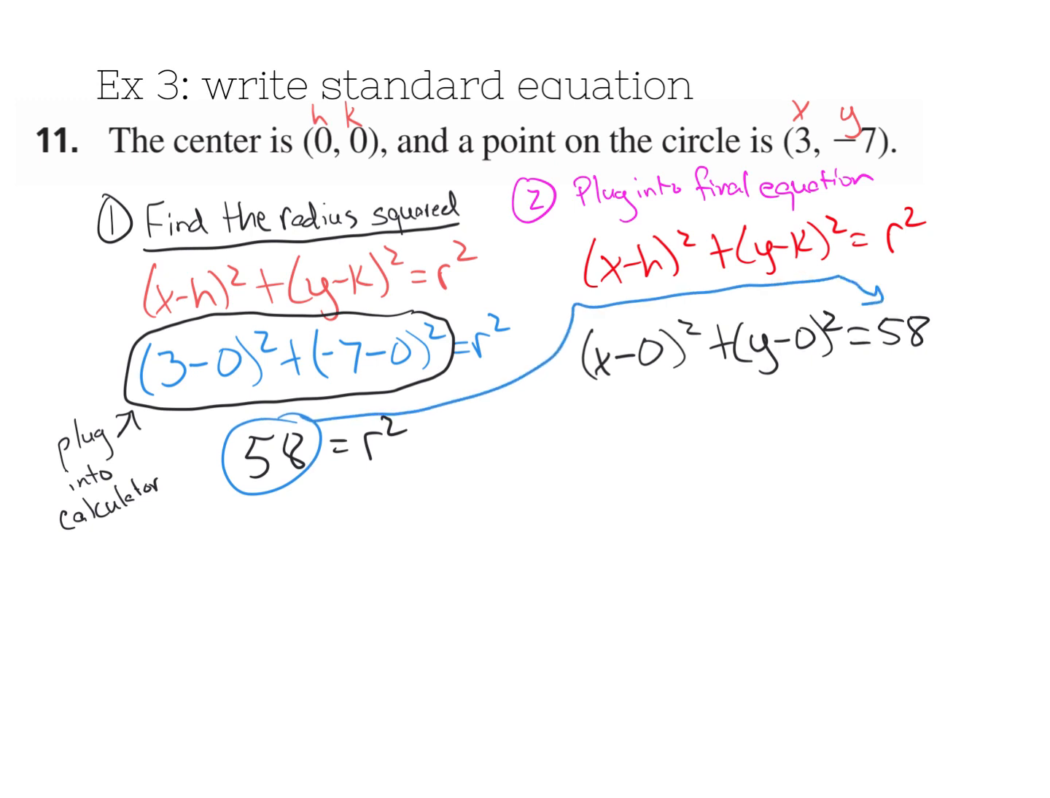Okay. Now we need to simplify. X minus 0 squared, class, just becomes x squared. We drop the 0. Y minus 0 squared, y squared is equal to 58. And that's it on that.